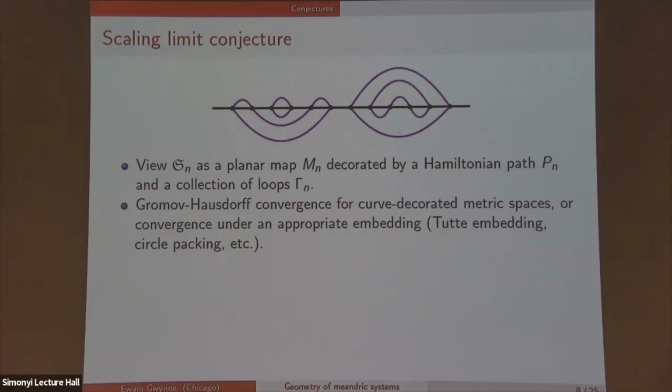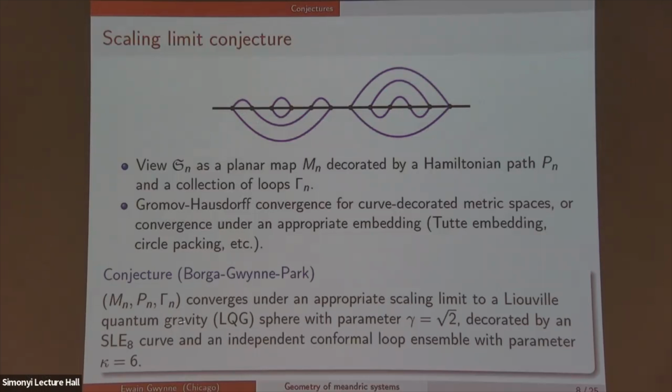And this space should also be decorated by some collection of loops, which represents the scaling limit of the meandric system loops. Okay, and we have a precise conjecture for what this limiting object should be. Namely, we conjecture that the scaling limit of this uniform meandric system, viewed as a planar map, should be given by Liouville quantum gravity with parameter gamma equal to the square root of 2, decorated by an SLE8 curve, which is going to describe the limit of this Hamiltonian path, and a conformal loop ensemble with parameter kappa equal to 6, which should describe the scaling limit of the meandric system loops.